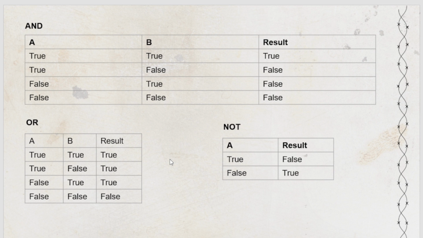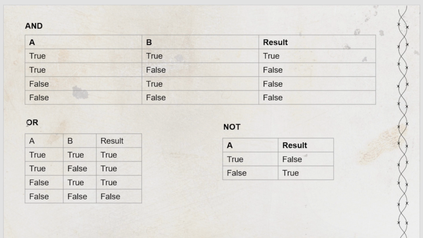Let's discuss the AND operator. So now we can see there are two conditions, A and B. If A is true and B is true, then it will return true. If A is true, B is false, then it will return false. If A is false and B is true, then it will return false. If A is false, B is false, then it will return false. That means if both A and B conditions are true, then it will return true. Otherwise, it will return false.